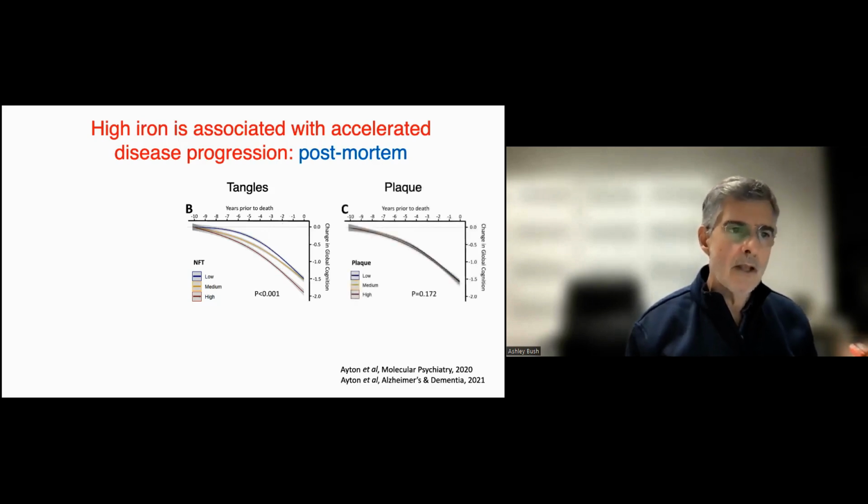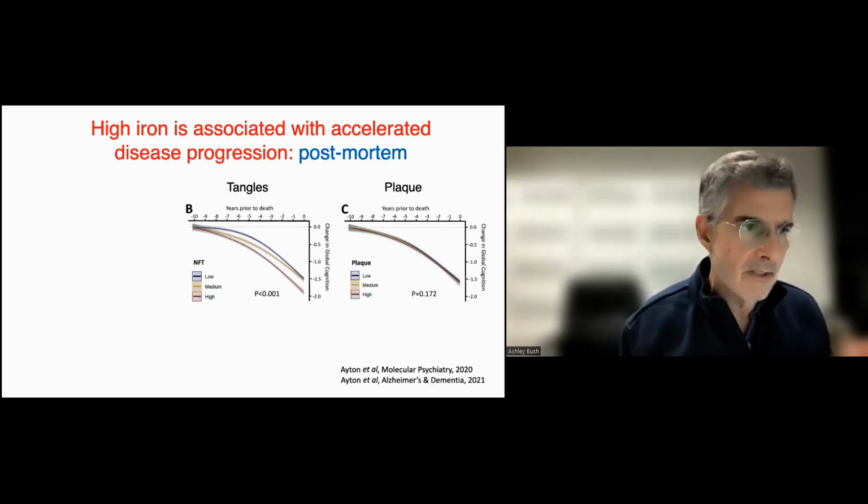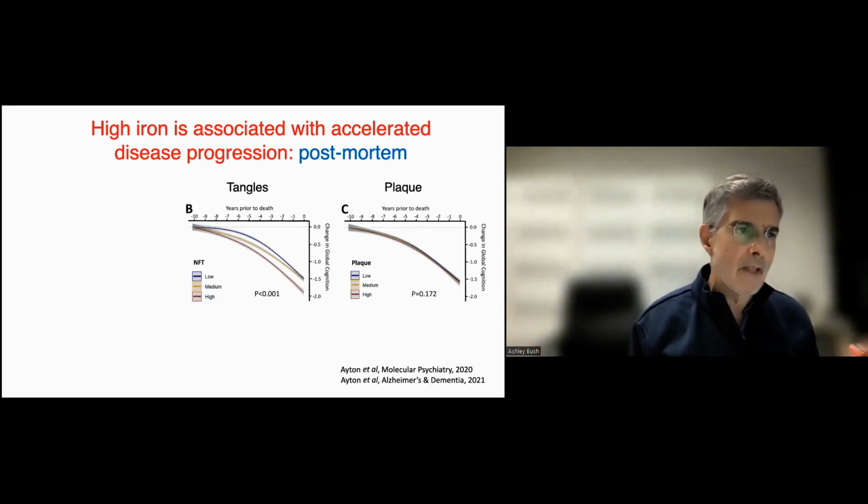But in contrast, the burden of amyloid plaque made no difference. It did not appear to be related to the rate of antecedent cognitive decline. And these pathologies are all adjusted for the contribution of each other. So we're looking at the independent contribution of each pathology.